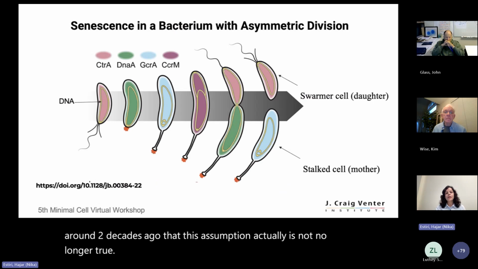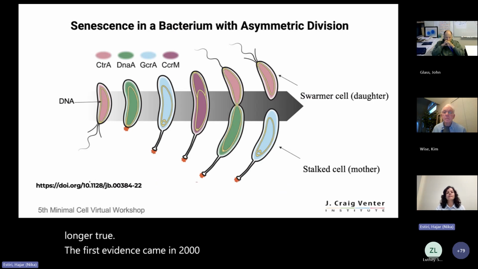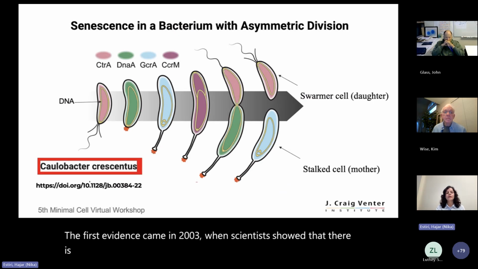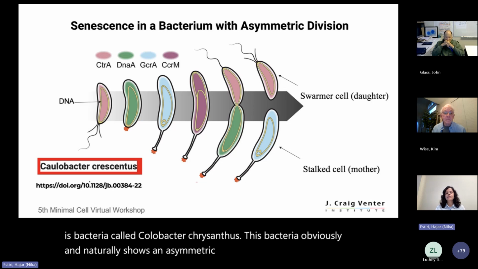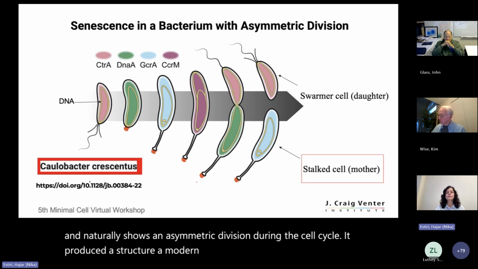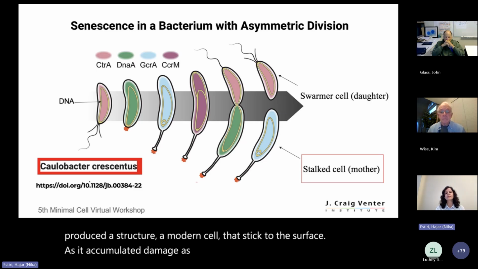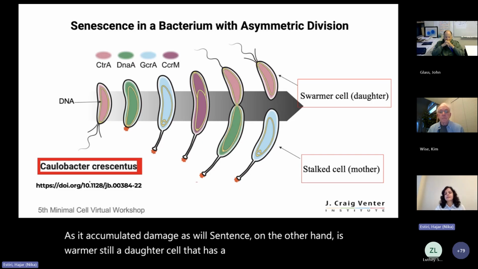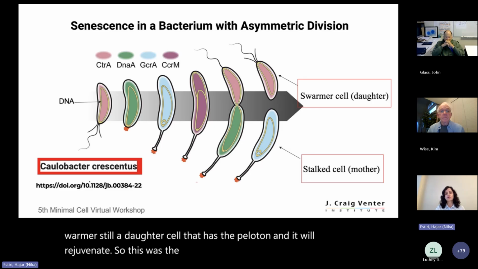The first evidence came in 2003, when scientists showed that the bacterium Caulobacter crescentus naturally shows asymmetric division. During the cell cycle, it produces a stalked cell, a mother cell that sticks to the surface, accumulates damage, and will senesce. On the other hand, a swarmer cell, a daughter cell that has a flagellum, will rejuvenate. So this was the first clear evidence showing that bacteria actually senesce.